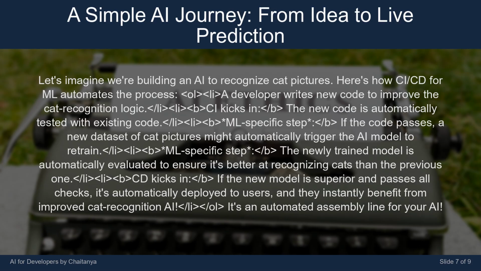Five, CD kicks in. If the new model is superior and passes all checks, it's automatically deployed to users, and they instantly benefit from improved cat recognition. It's an automated assembly line for your AI.